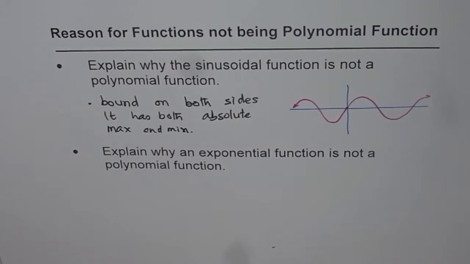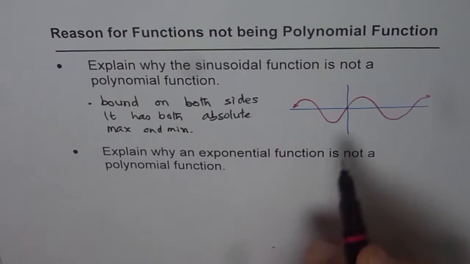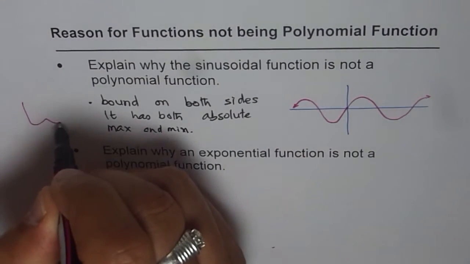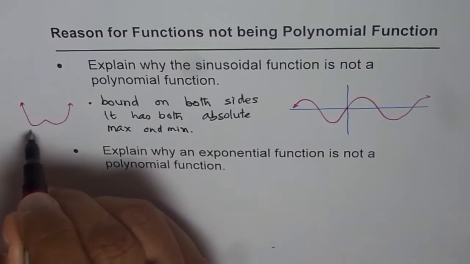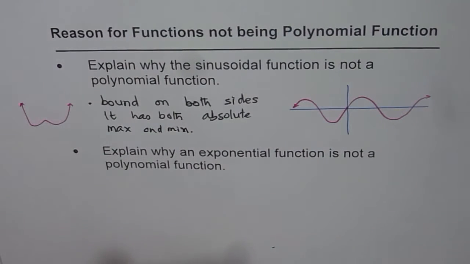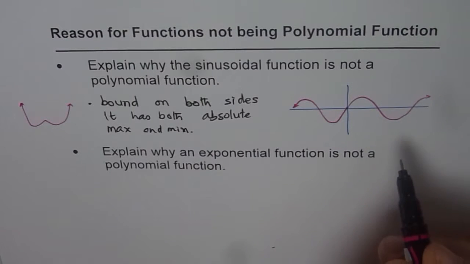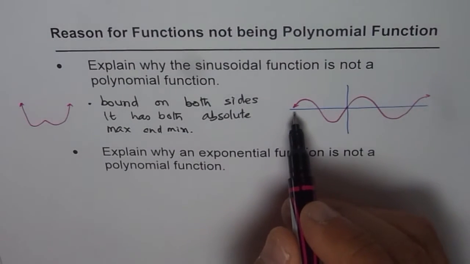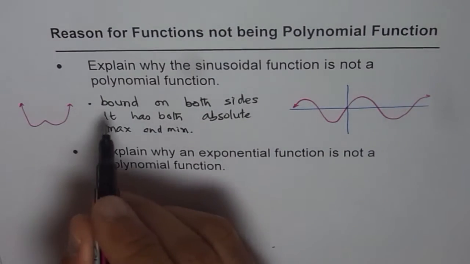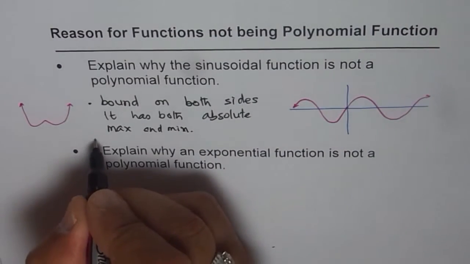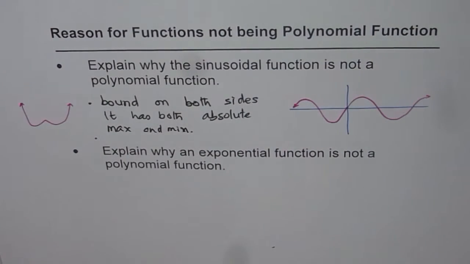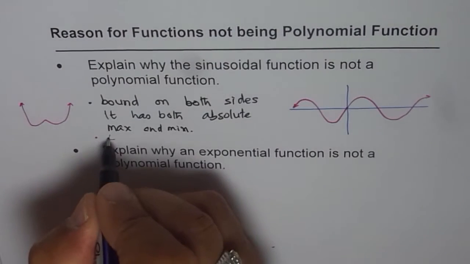Remember, we could have a polynomial function which is bound on one side. For example, we could have a function like this. So it is bound on the lower side. But normally, for polynomial functions, the end behavior is that it extends to infinity. And the end behavior here is that it is not going to infinity. That is one criterion, and the second condition is about the end behavior.